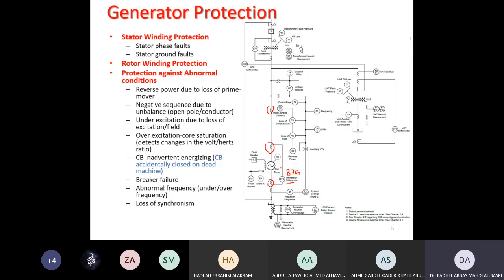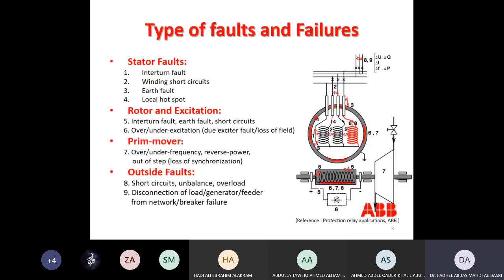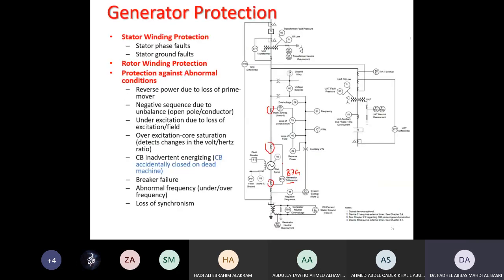It detects not only phase-to-phase faults, but also phase-to-ground faults in the generators can be detected by the differential relay. So this provides phase fault and ground fault stator winding protection.